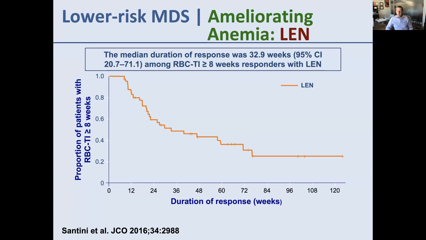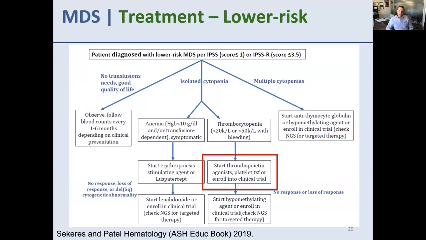For these folks, it was more like about 10 months. So I do think that lenalidomide, the Revlimid, is an option for people who don't have deletion 5q MDS. It's an off-label use, so the FDA has not approved it for this specific indication, and it doesn't work quite as well.